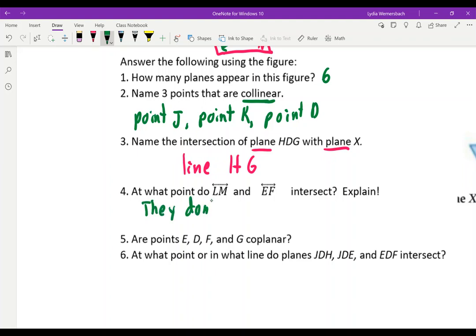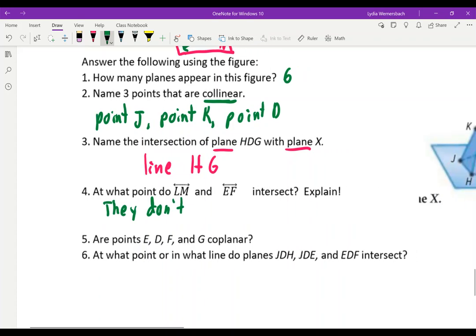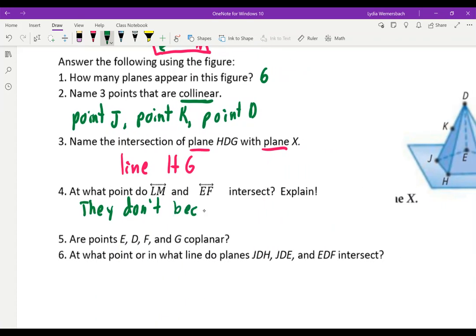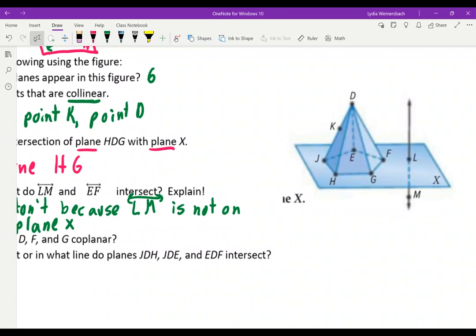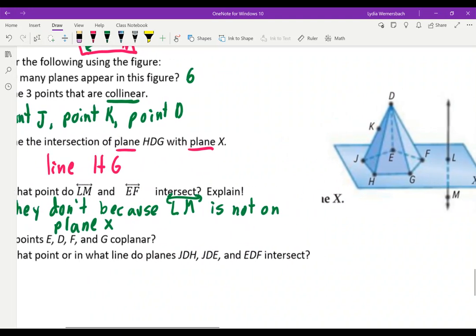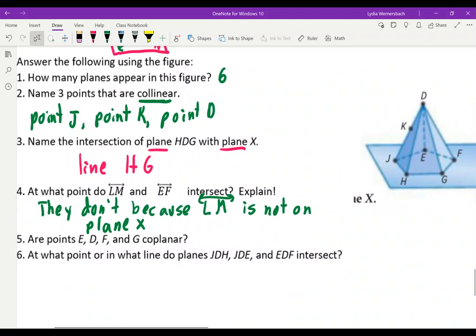They don't. And that's because, in partial reason, LM is not on the same plane as plane X, right? We know that EF is on plane X, but LM is not. So we could argue intersections with kind of all of the other lines because they're all on the same plane. But because they're not on the same plane, we really can't see that intersection happening.